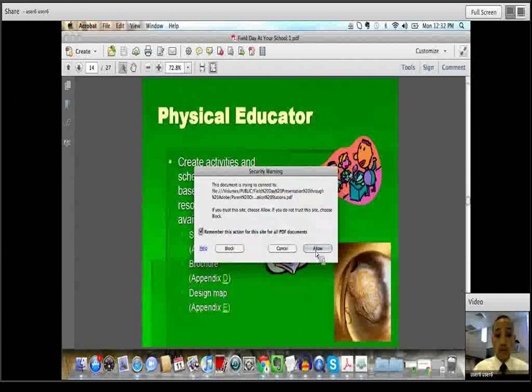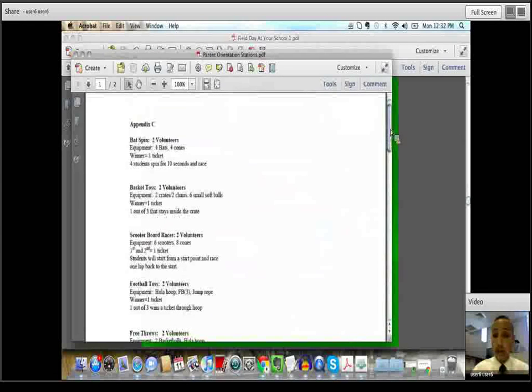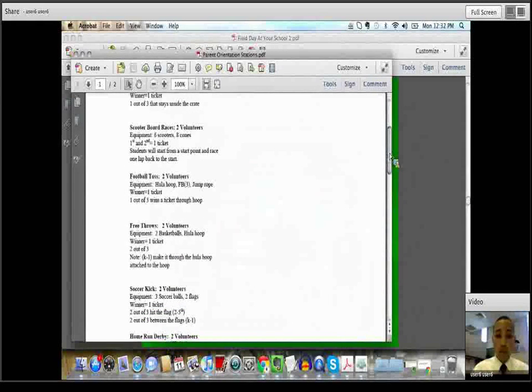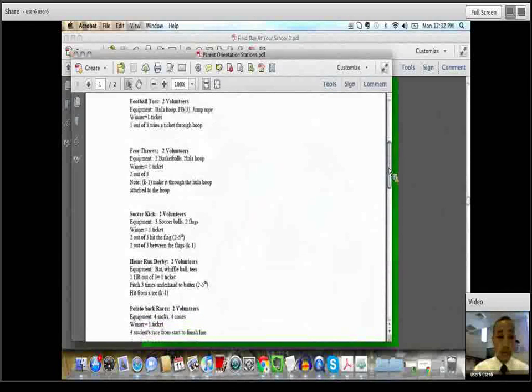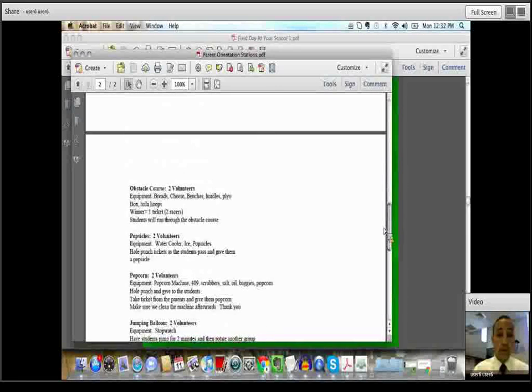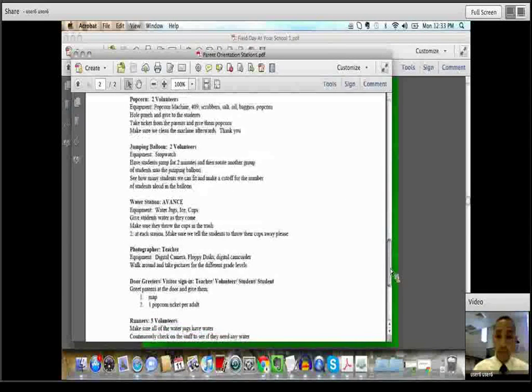The committee can create stations based on the resources and equipment. These are some examples. The bat spin with specific instructions, the basket toss, scooter board race, football toss, free throws, the home run derby, an obstacle course, jumping balloon, and the photographer.